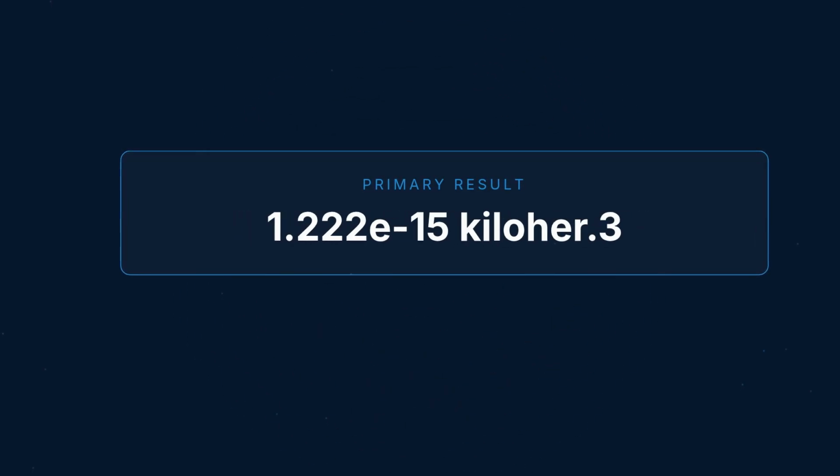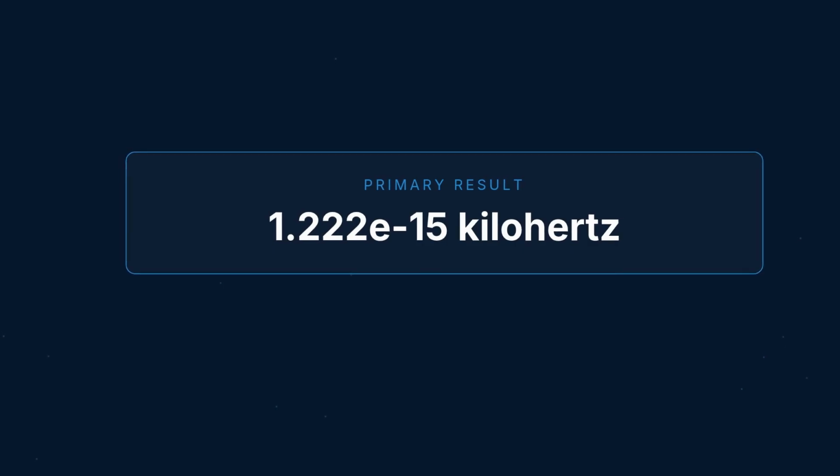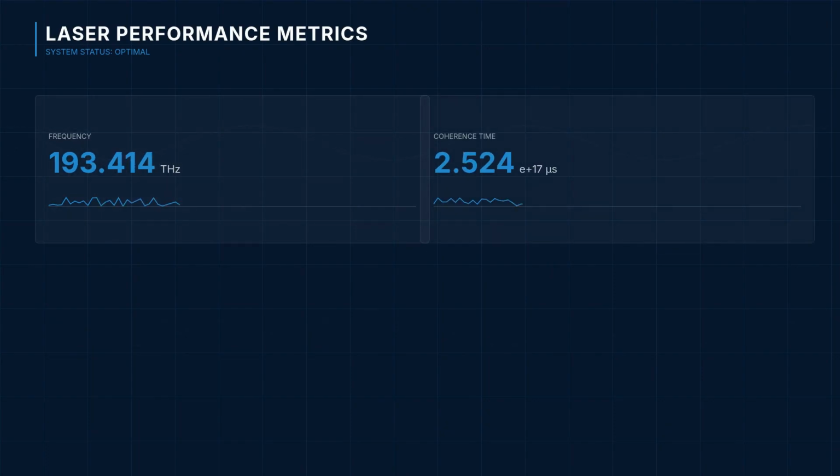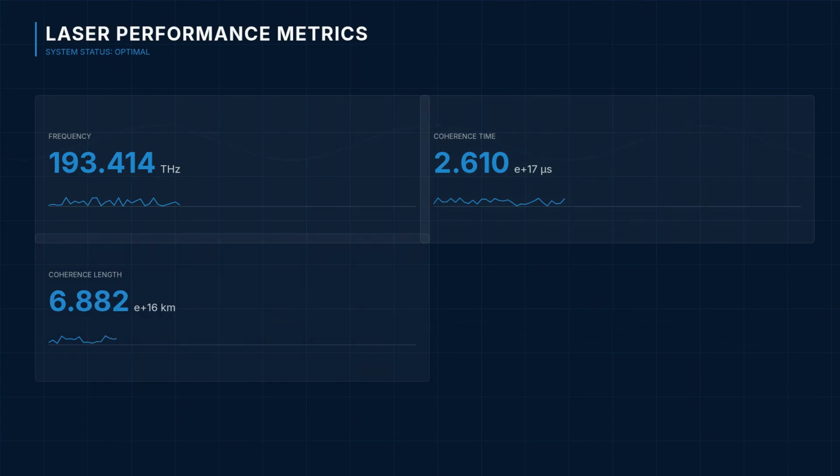After clicking Calculate Linewidth Parameters, the primary result shows 1.22E-15 kHz, an extremely narrow linewidth. The frequency reads 193.414 terahertz. Coherence time is 2.61E+17 microseconds.